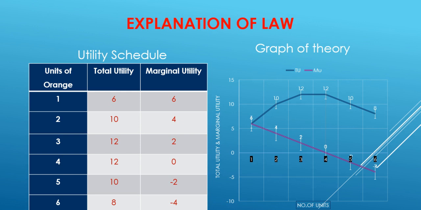Therefore, from this theory we can conclude that if a person consumes more and more quantity of a particular commodity which is normal, he will get less satisfaction from the extra consumption of the unit.